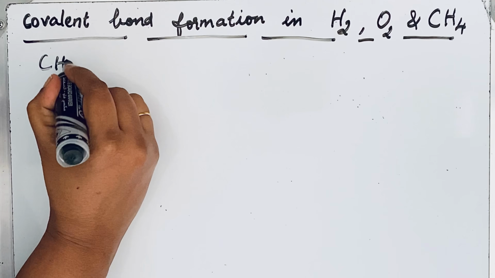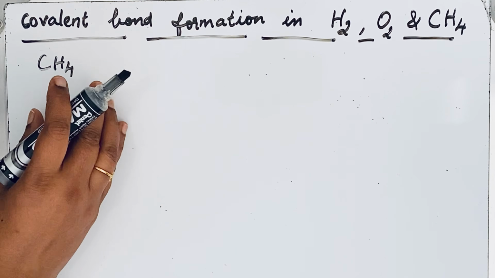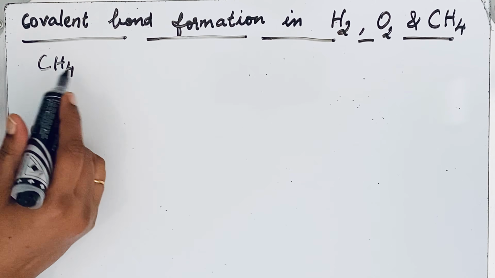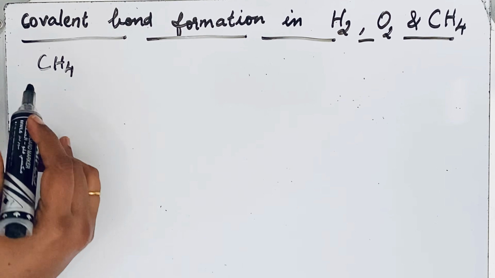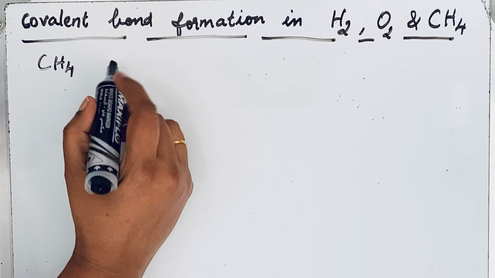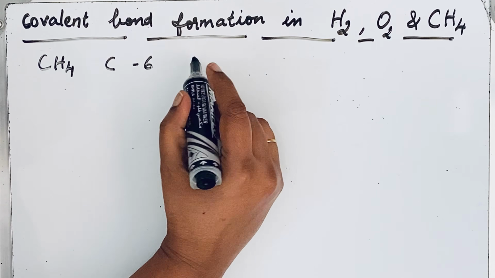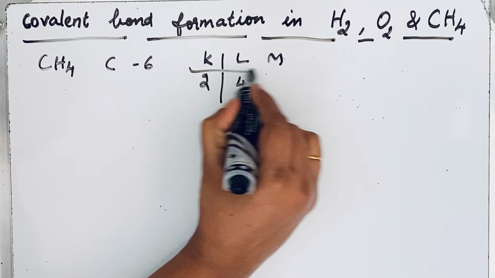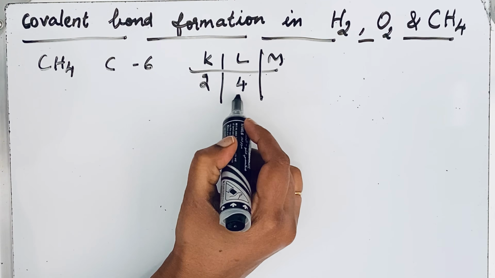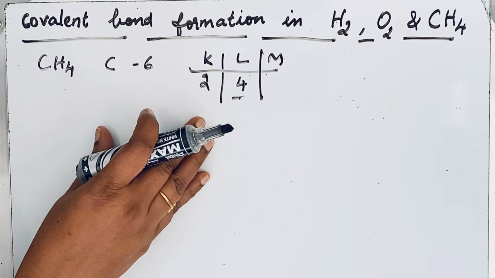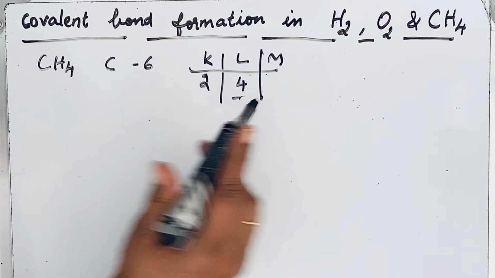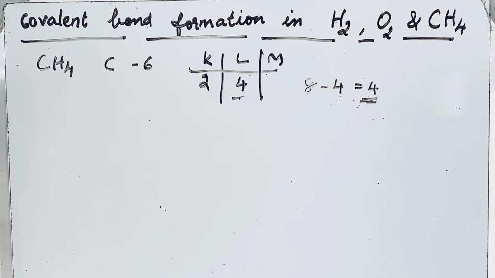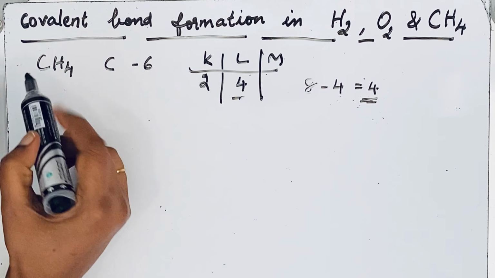Now let us see how the covalent bond is formed in the methane molecule, CH4. It is a heteroatomic molecule. Heteroatomic means different atoms, carbon and hydrogen. Carbon is the central atom. Carbon atomic number is 6, so the electronic configuration is 2, 4. What is the valence electron? The outermost shell is L, so the valence electron is 4. How many electrons does it need to get the octet configuration? 8 minus 4, so 4 electrons it needs. Those 4 electrons it will get from 4 hydrogen atoms.